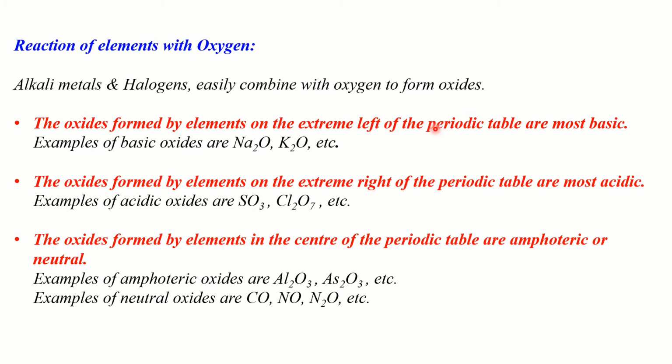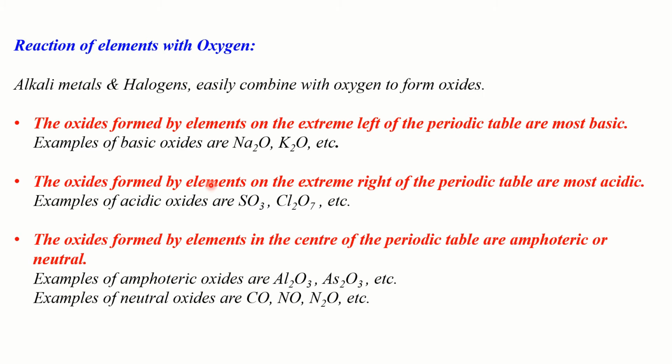Which elements are present on the extreme left of the periodic table? Alkali metals. So alkali metals, when they combine with oxygen, give rise to basic oxides. Examples of basic oxides are sodium oxide, potassium oxide, and so on.